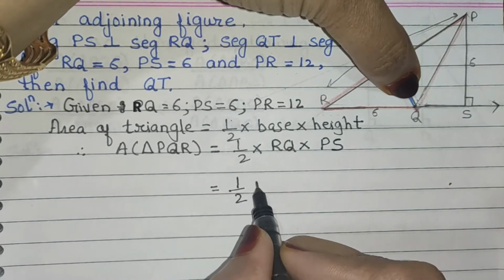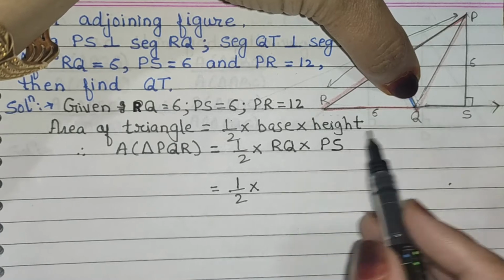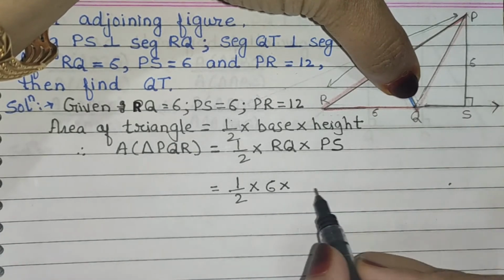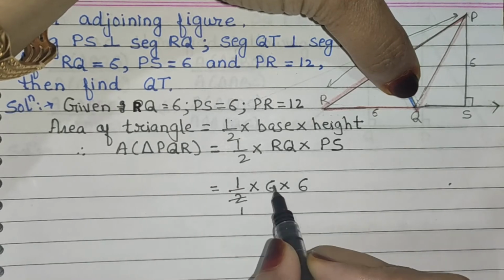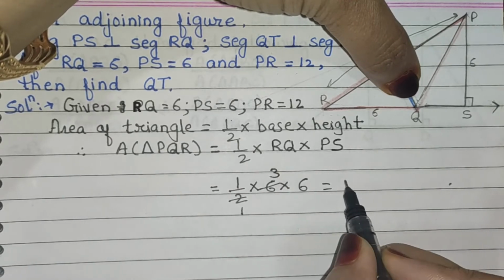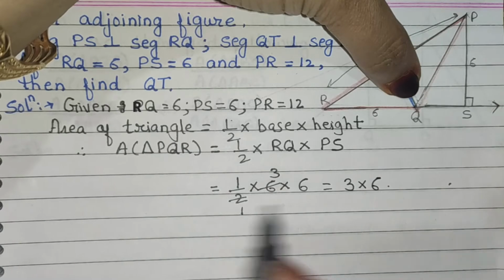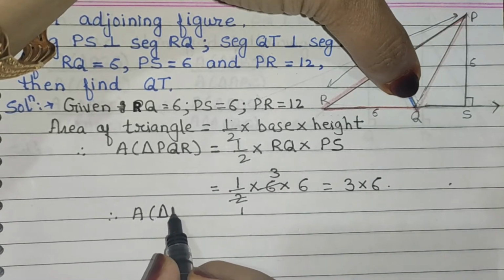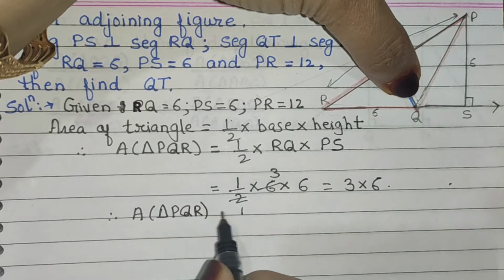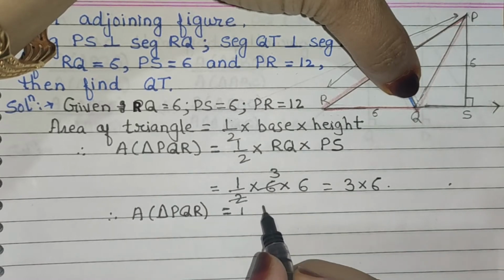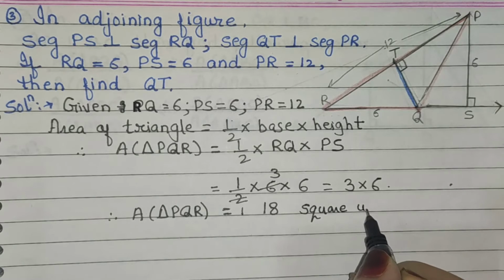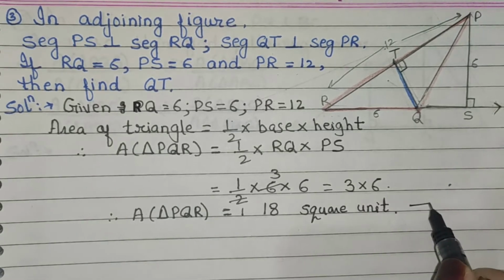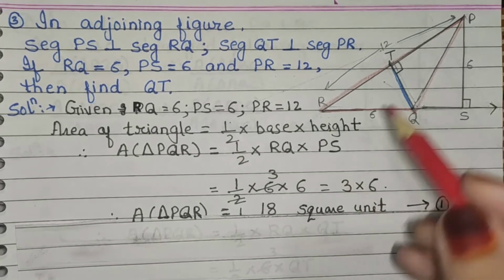Therefore, substituting the values here, half into RQ. Now the value of RQ is 6 into, and the value of PS is also 6. Cancel it, 2 ones are 2, threes are 6. Now we get here 3 into 6. Therefore, area of triangle PQR is equal to 6 threes are 18 square unit. Give it equation number 1.